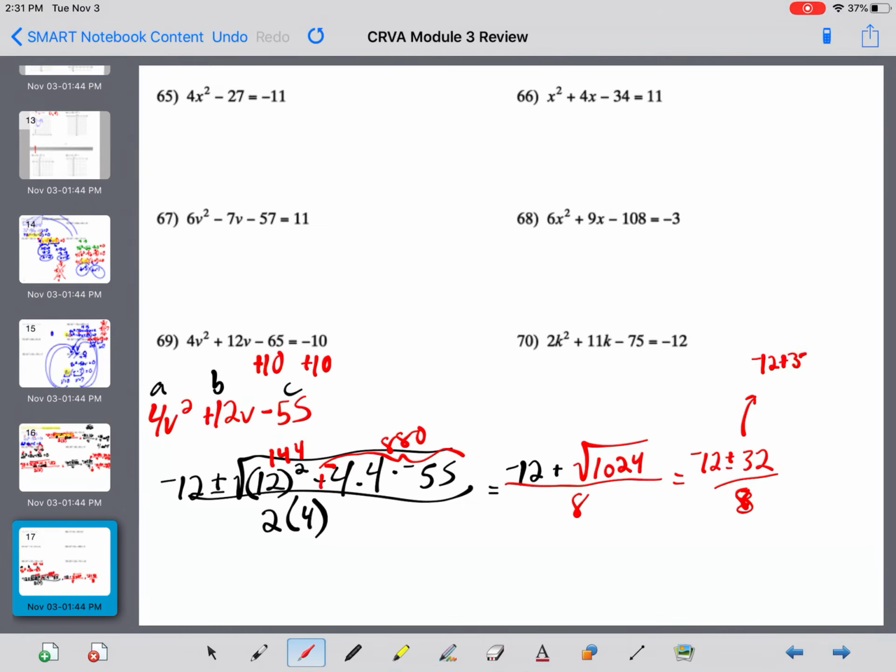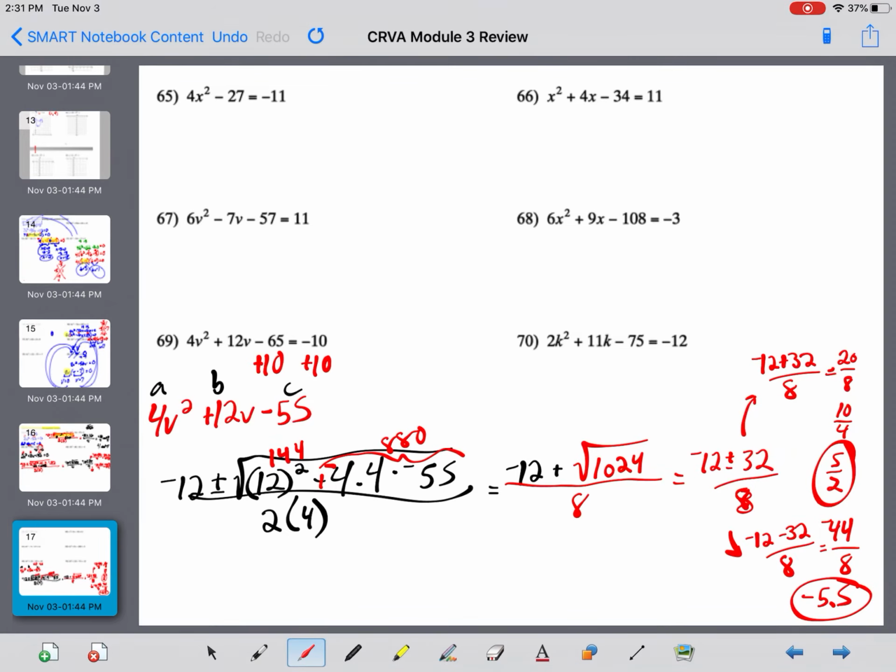And again, we do this split now. So we take negative 12 plus 32 over 8 and negative 12 minus 32 over 8. So on top we get 20 over 8, which is the same as 10 over 4, which is the same as 5 over 2, or 2.5. On the bottom we get negative 44 over 8, which is the same as negative 5.5, or negative 11 over 2.